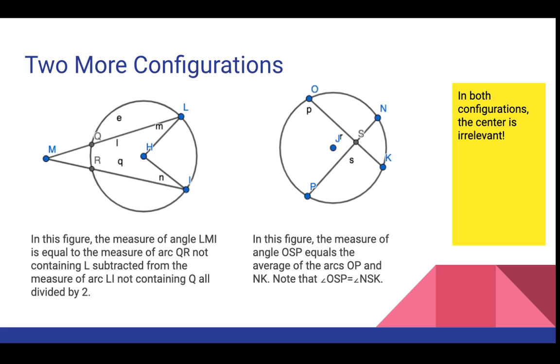So we have a figure of something like this. The measure of angle LMI is equal to the measure of arc LI subtracted by the measure of arc QR, divided by 2, right? So if we have two secants that intersect, the angle at their intersection is equal to the smaller arc subtracted from the larger arc, divided by 2, right?